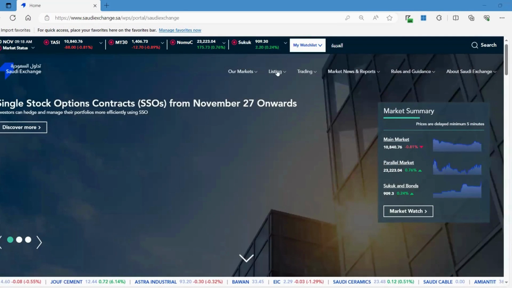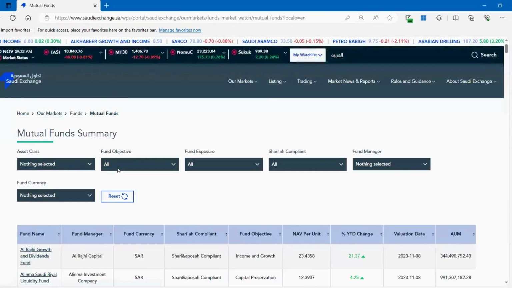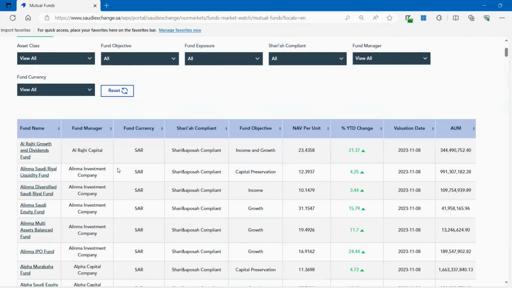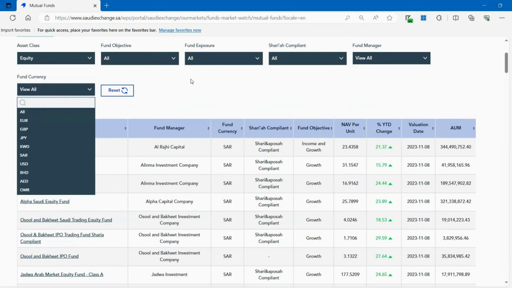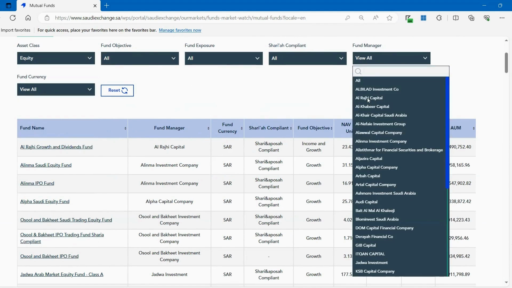I've already shown you how to find all the listed mutual funds and individual stocks on the Saudi Tadawul stock exchange. Go to our markets and click on mutual funds. Here there will be a bunch, covering equity, debt, cash, REITs, everything. I will select equity, and for the fund manager I will select AlRajhi Capital.